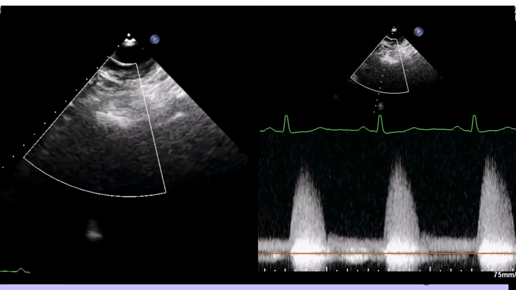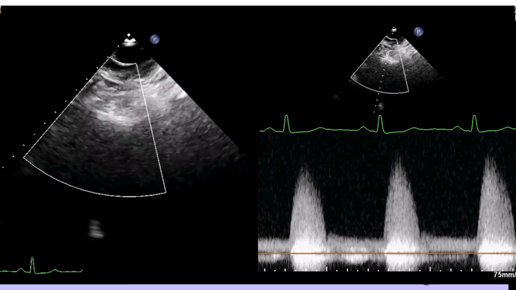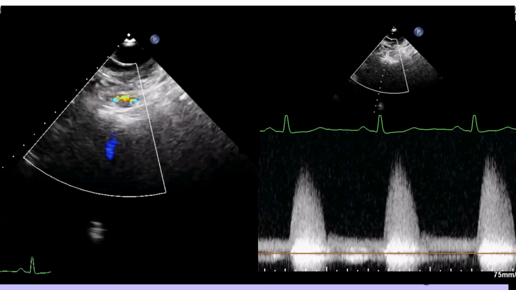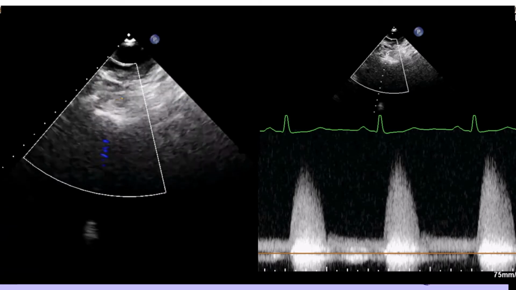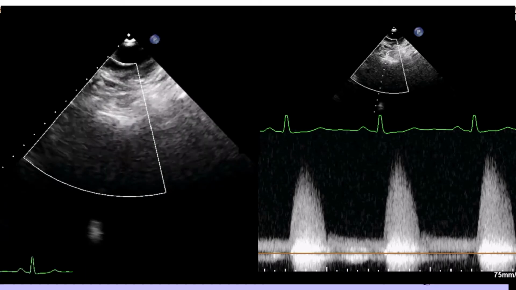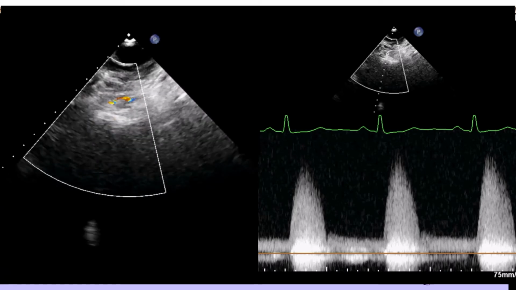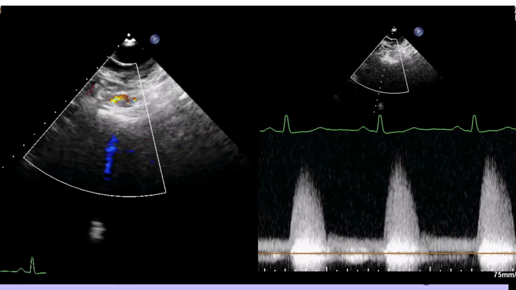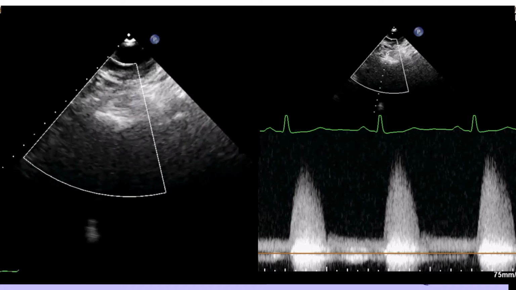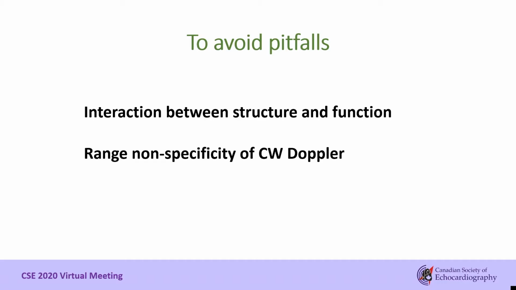The high velocity was due to stenosis of one of the arch vessels, which was later found to be a tightly stenotic left common carotid artery. And you can see the turbulent flow in the arch vessel on the left-hand side of your screen. This case underscored the important connection between structure and function.